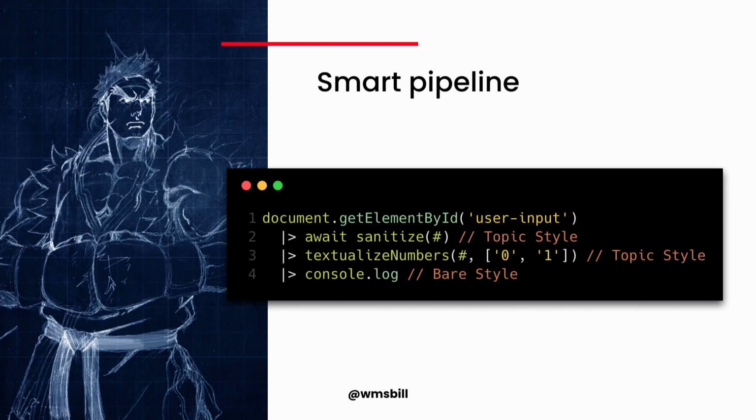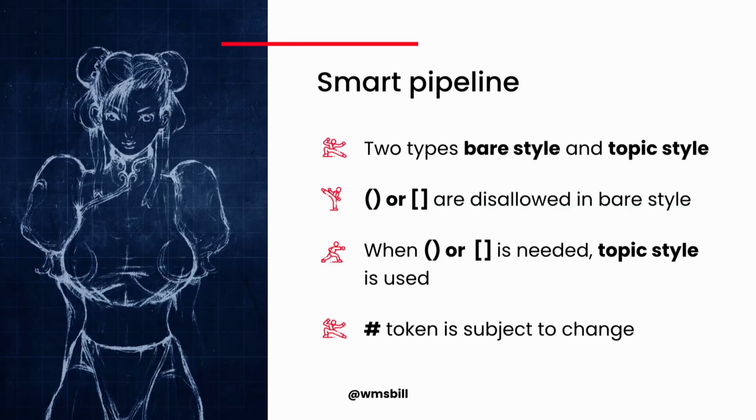You can see here that on line 2 we have the topic style and on line 4 the bare style. Whenever you need to use parentheses or square brackets, you need to use the topic style, and then you use the hash token as a placeholder for the subject from the previous step. And whenever you don't need anything, it's straightforward, you just use the bare style. It's worth mentioning that this sharp token is subject to change, it's not the final one.